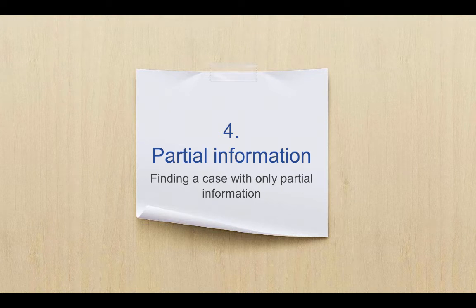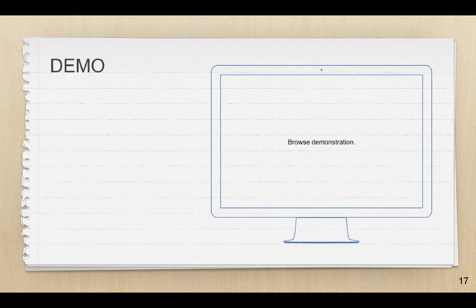So the other way to use Austlii is to browse through it, and that might be useful in the circumstance where you have only partial information. So you might just have bits and pieces. Rather than searching endlessly, you might do browse and narrow in on the cases that fit within the information that you have. So I'm just going to do a browse demonstration just so you can see how that works.